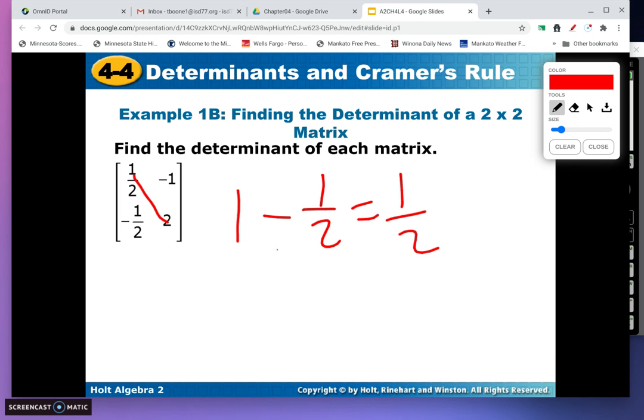Okay, so pretty easy to do 2x2s. We'll talk a little bit later on 3x3s, how to do those, and we'll show you some calculator things. For the 2x2s, unless the numbers are really icky, I wouldn't do it on the calculator. I just do it like we do here. And it's just as easy and fast if you do it that way.